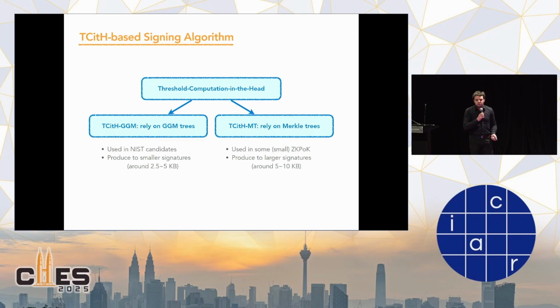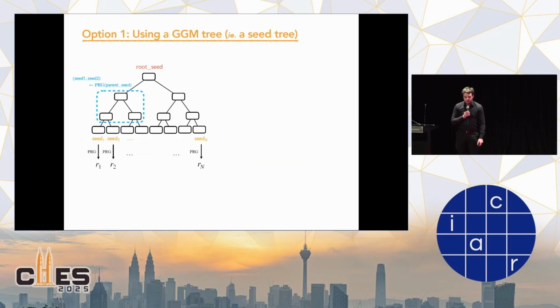Merkle trees are not used in NIST candidates, but are used in some zero knowledge proofs of knowledge because it's asymptotically better and has better performance. If we use it to produce a signature, it will produce a signature between 5 and 10 kilobytes. Okay, let's focus first on using GGM trees. How can we commit a polynomial with such a structure?